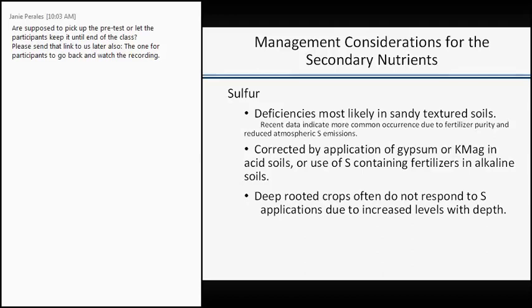Very easily corrected with gypsum, K-mag, sulfomag, Epsom salt. Any of those will have sulfur in them. Organics, almost all of our organic sources are going to have sufficient sulfur to correct any kind of deficiencies, especially if you're applying at the nitrogen crop requirement, or even the phosphorus crop requirement for that organic source. Deep-rooted crops, again, often don't respond to the sulfur applications because there's plenty of sulfur with depth in a lot of our soils.